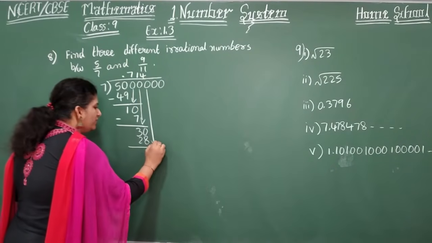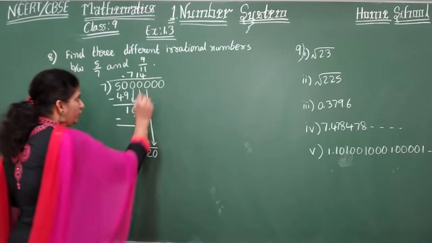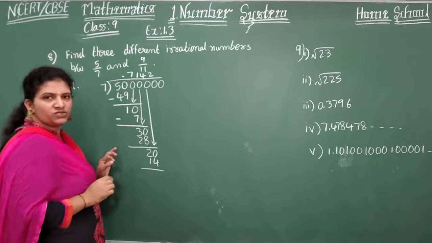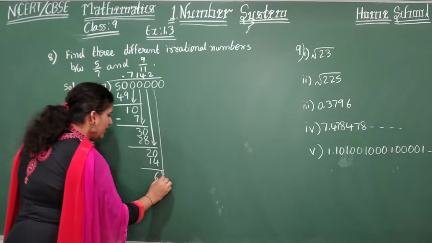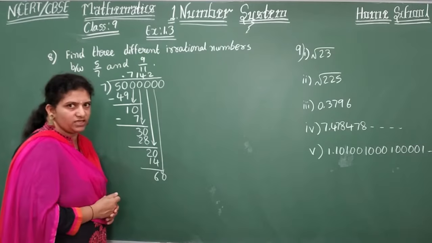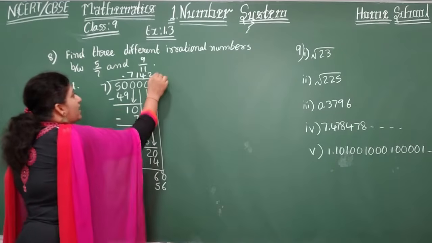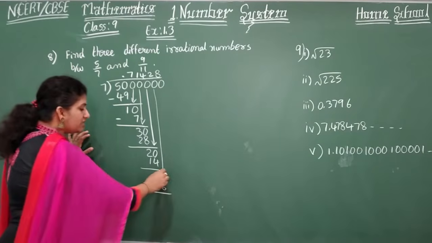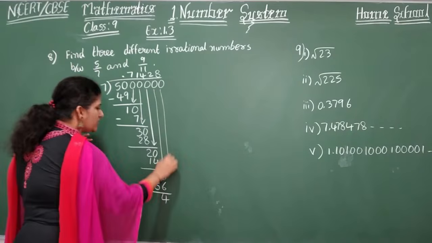Drag 0 down. In the 7 table where you get 20. 7 2s are 14. So 20 minus 14 will be 6. Drag one more 0 down. That makes 60. In the 7 table, you won't get 60. 7 8s you are going to get, that will be 56. Okay, so now subtract this one. 60 minus 56 will be 4. So drag one more 0 down.